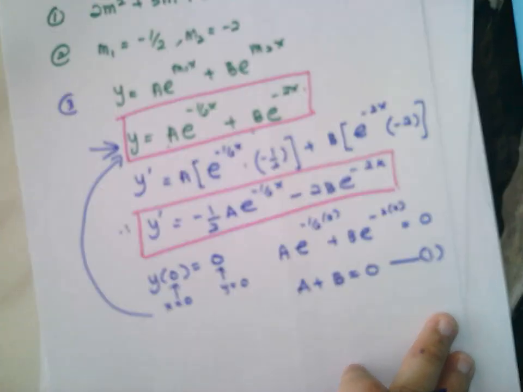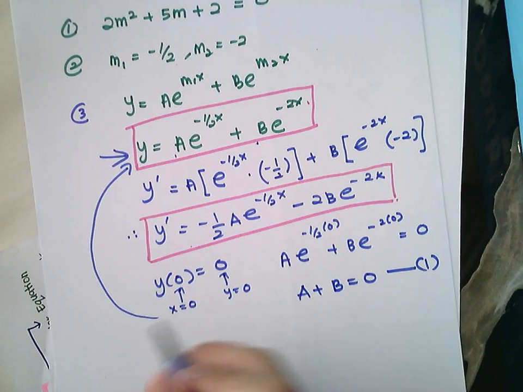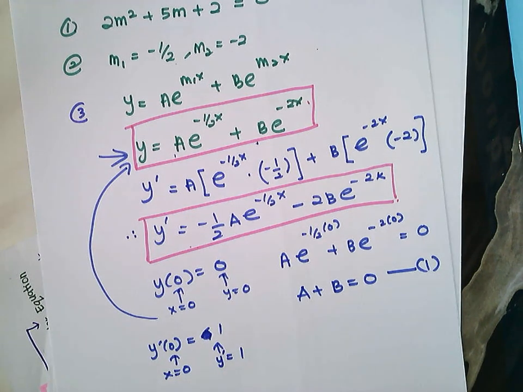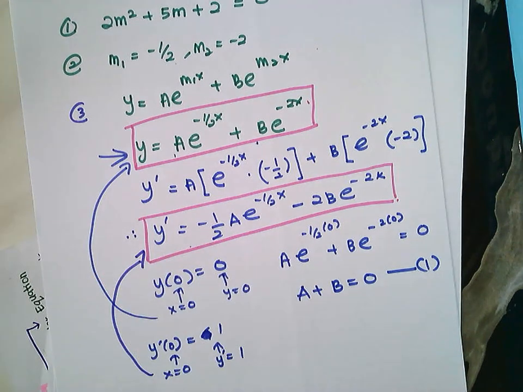So the second condition is y prime 0 is equal to 1. What does it mean? So x is equal to 0, y prime is equal to 1. So you have to substitute the condition into this equation.